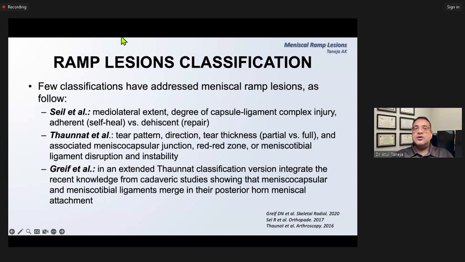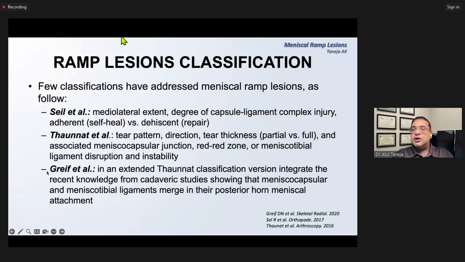And how about classifications? So few classifications have tried to address the ramp lesions. It started with Seal in 2017 and Tonon in 2016. So Tonon classification, I think it brought the attention to the literature about the ramp lesion. This was back in 2016-17, where he brought the idea about the tear pattern itself, the direction, thickness, partial or full injury, meniscocapsular junction, anatomy, red zone, meniscotibial ligament disruption, and stability.